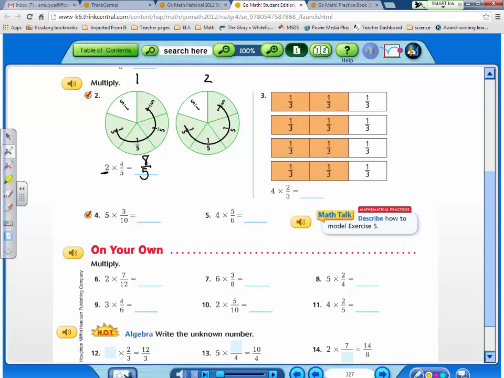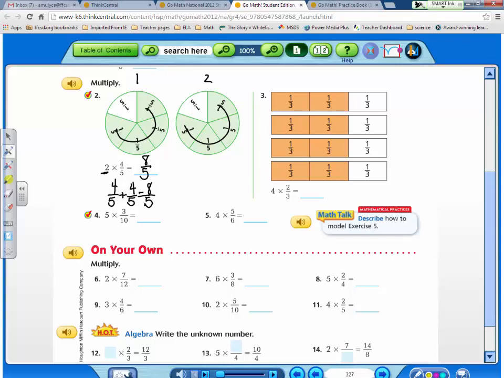We also talked today that this is also repeated addition. Two groups of 4/5 is 4/5 plus 4/5, which is 8/5. So we can use the model. We can use repeated addition to solve these.